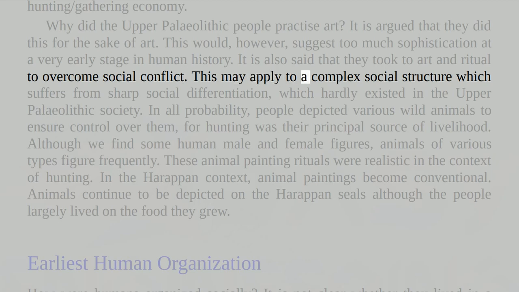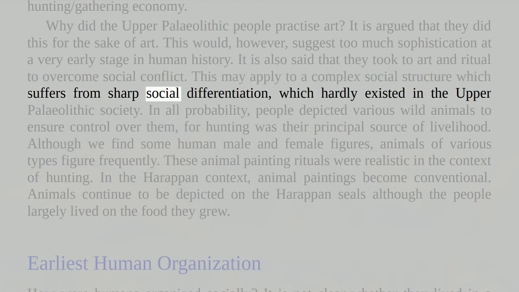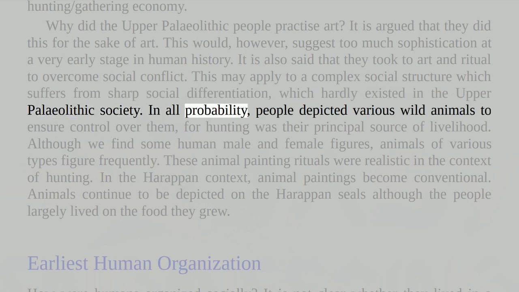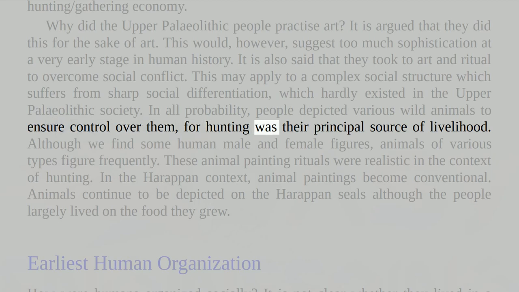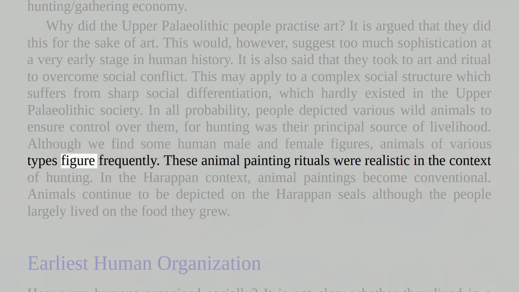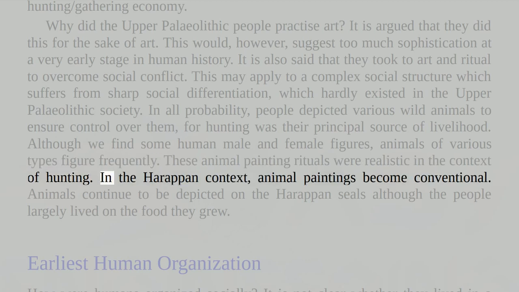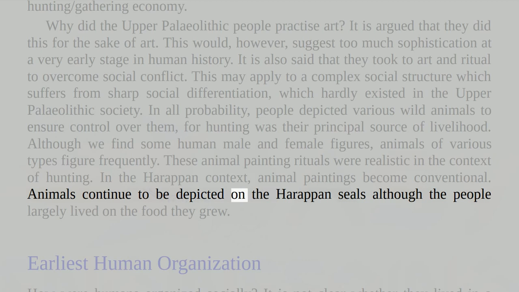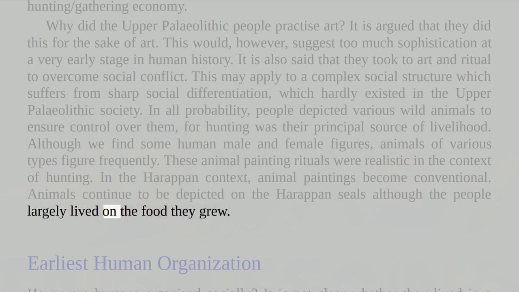This may apply to a complex social structure which suffers from sharp social differentiation, which hardly existed in the Upper Paleolithic society. In all probability, people depicted various wild animals to ensure control over them, for hunting was their principal source of livelihood. Although we find some human male and female figures, animals of various types figure frequently. These animal painting rituals were realistic in the context of hunting. In the Harappan context, animal paintings become conventional. Animals continue to be depicted on the Harappan seals although the people largely lived on the food they grew.